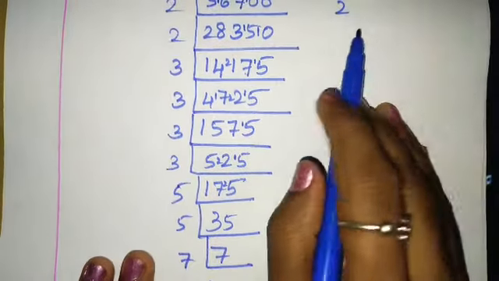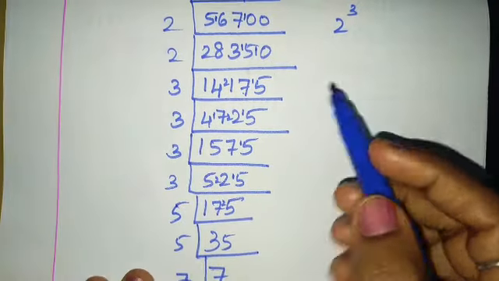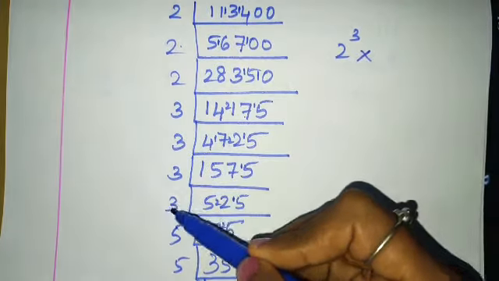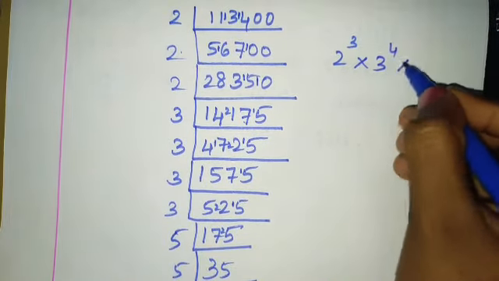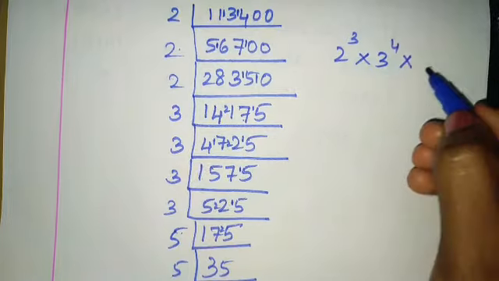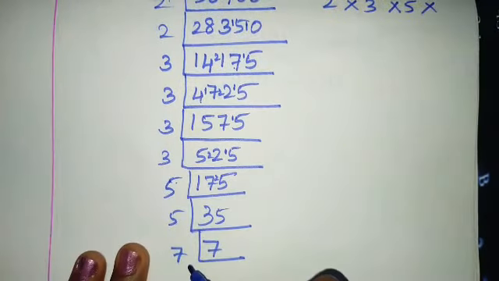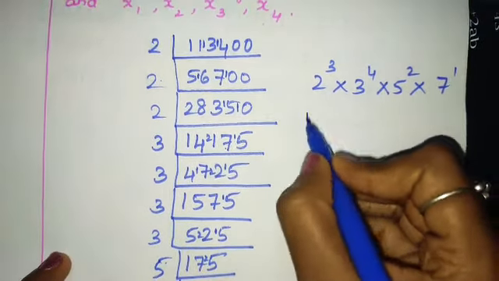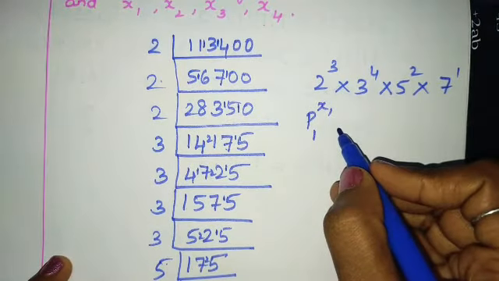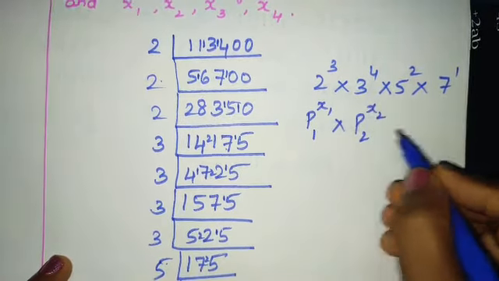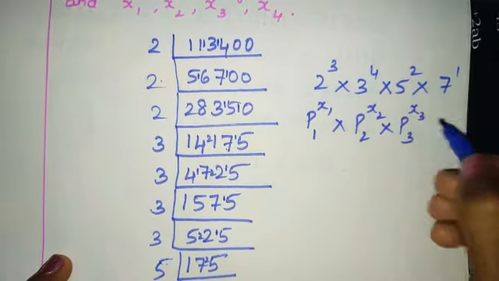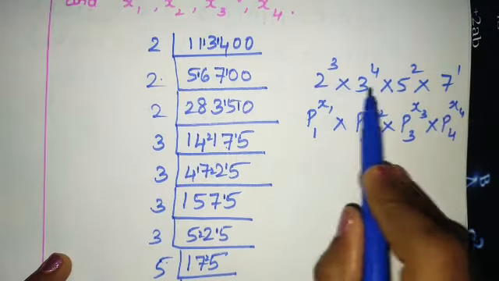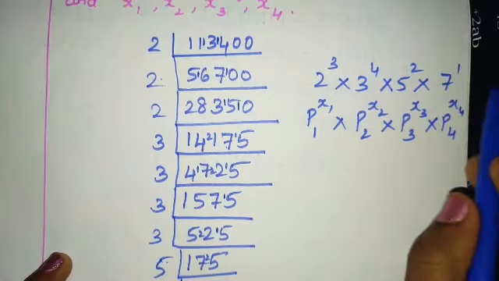Okay, so now we'll write these in terms of powers. So 1 2 3, 2 cube I have written. Next, 1 2 3 4, 3 power 4, into 5 power 2, 5 square, into 7, only 1. You just write 7 power 1 or 7. Okay, so now this is your p1 power x1 into p2 power x2 into p3 power x3 into p4 power x4. So these numbers are your p1, p2, p3, p4, and these powers are your x1, x2, x3, x4.